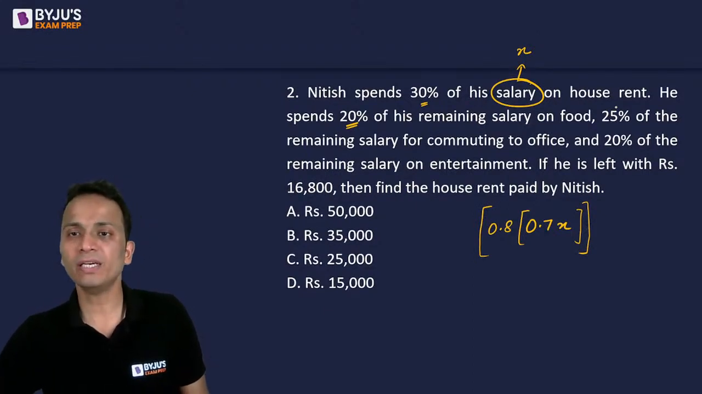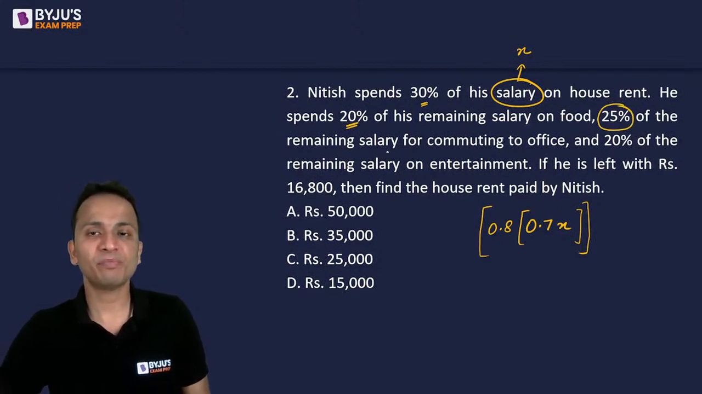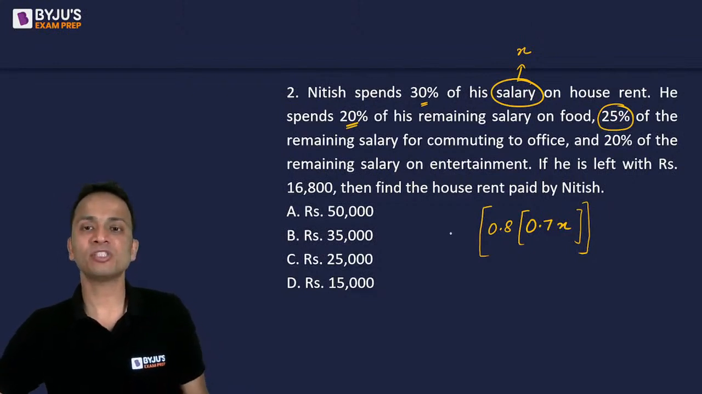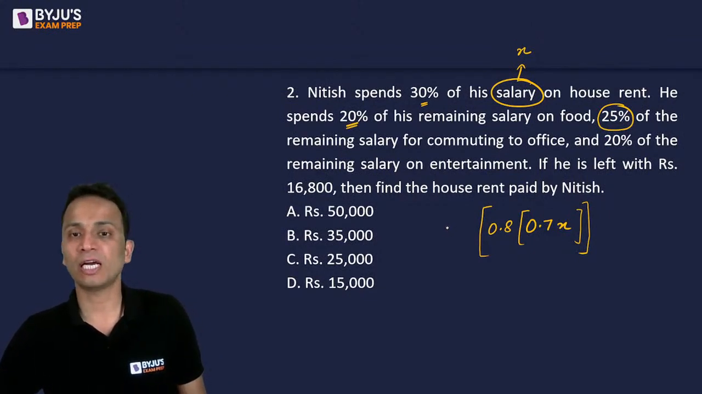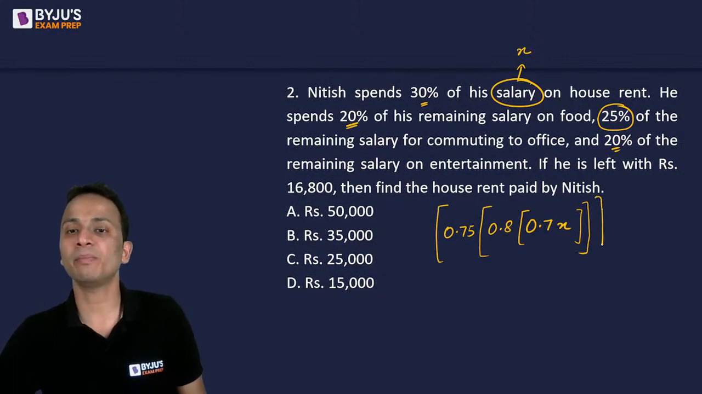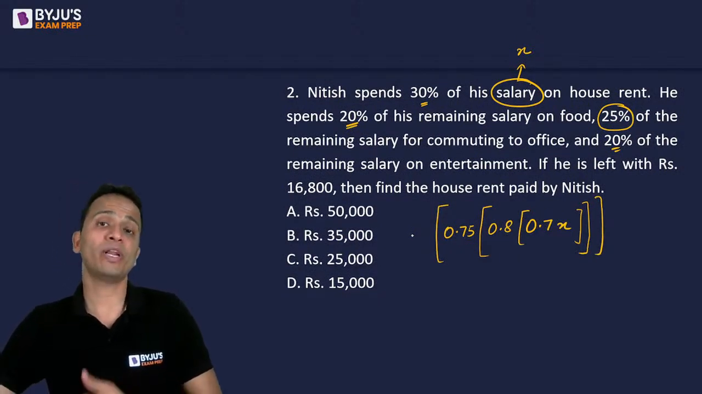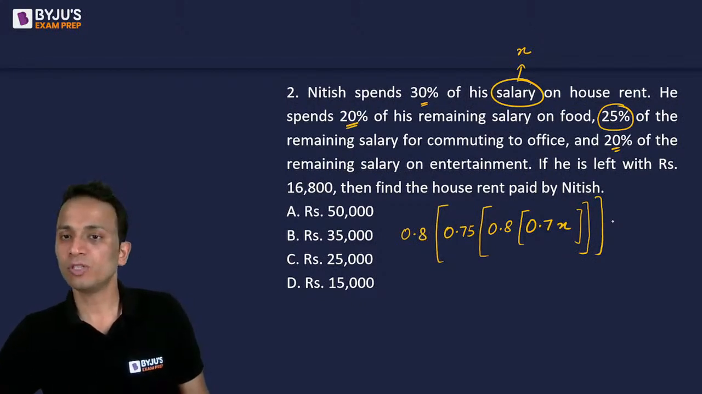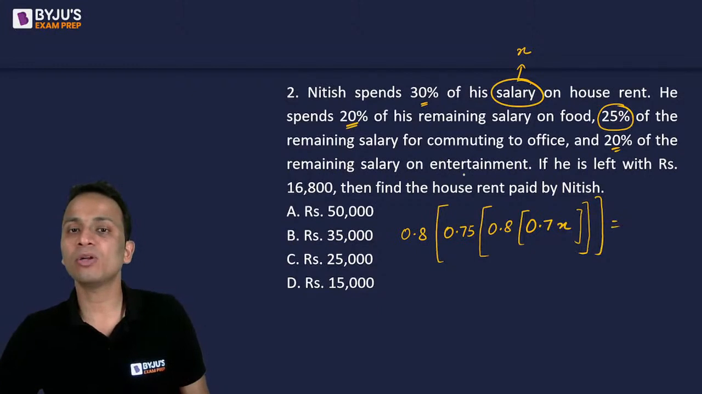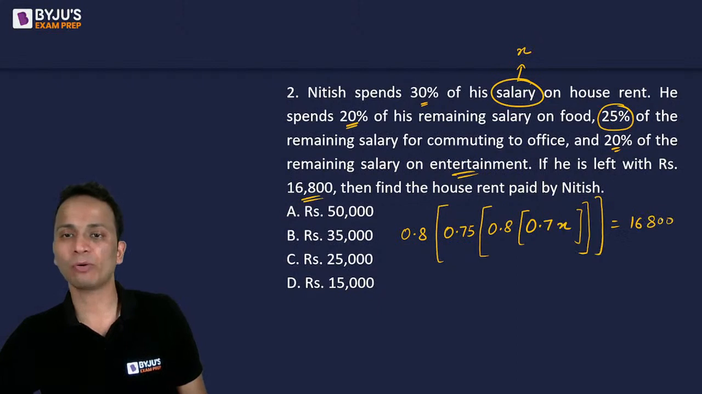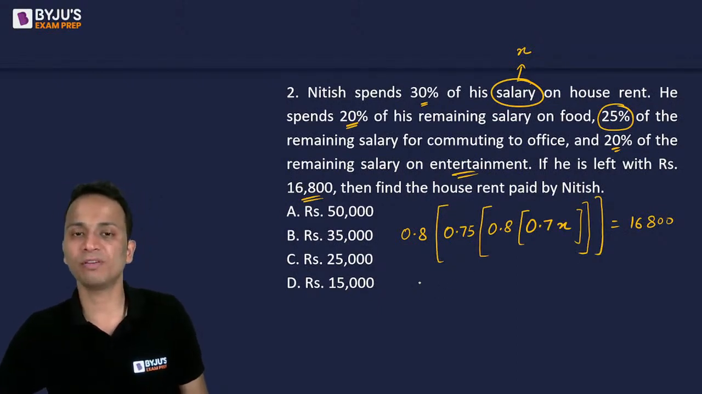Now अब जो भी salary बची है उसका 25% he has spent for commuting to office. So अब 25% spend कर दिया तो कितना बचेगा, 75%, so that is 0.75. Similarly, the last step, again 20% of the remaining is spent on entertainment. So after spending on entertainment, he'll now be left with 80% of whatever was remaining in the last step. So once again, 0.8. Done. So this remaining salary after spending on entertainment is rupees 16,800. Okay, so now you have an equation and you can find out the value of x.